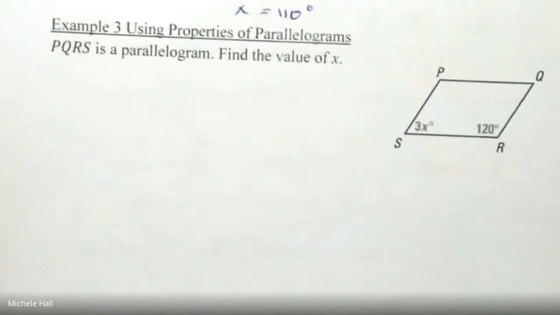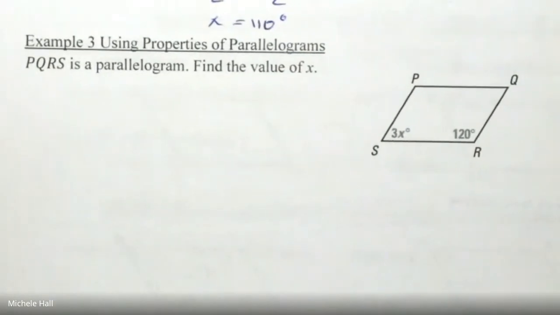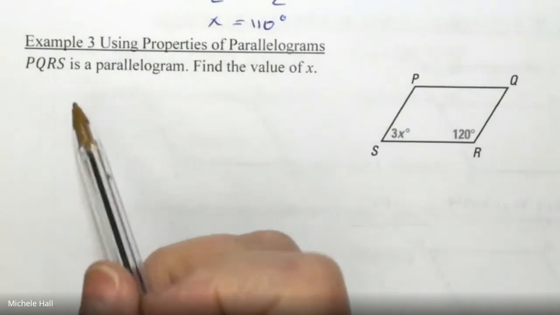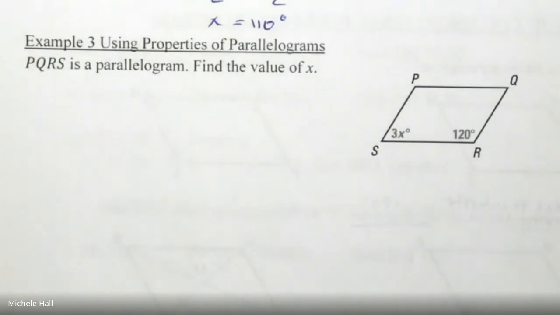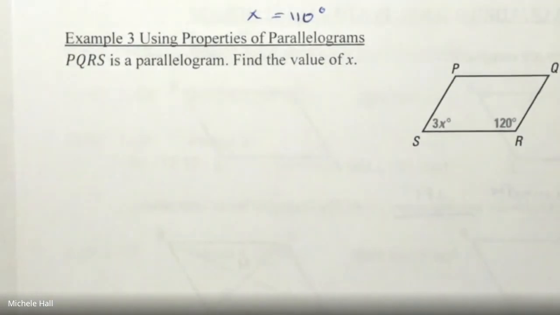All right. Example 3, algebra. Bet you didn't think you were going to be doing this much algebra and geometry, did you? Okay, here we go. PQRS is a parallelogram. Find the value of X. Okay, here we go, Boston. That's okay. I don't care about the final answer. I want to know what you were thinking when you did the problem. Tell me what you were thinking about when you started this problem.